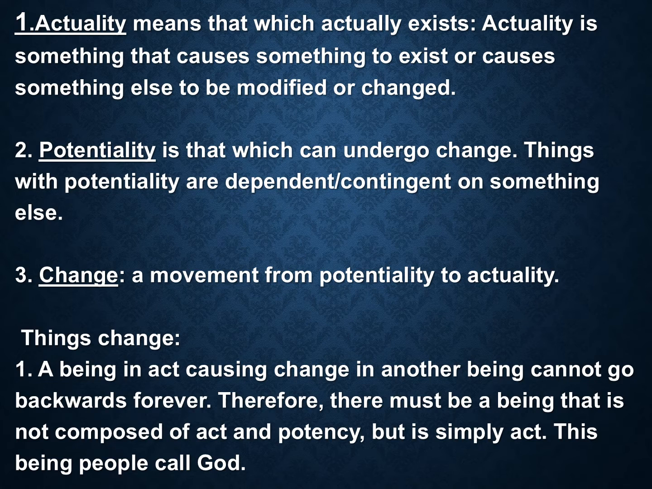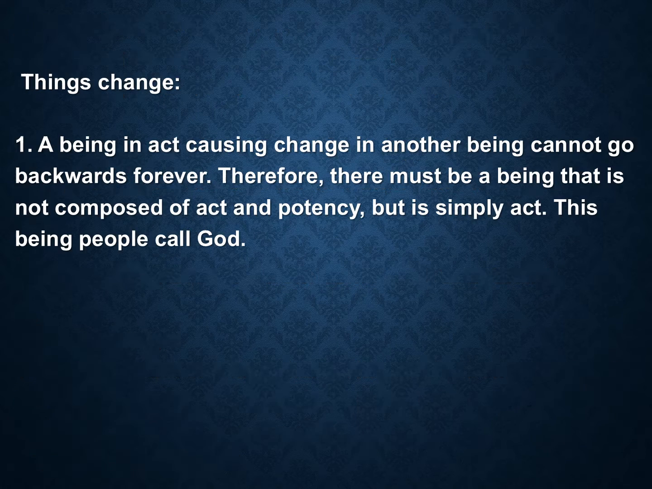Now, there's no doubt that things around us change all the time. There are things we observe that are in a state of potentiality, and they go from potentiality to actuality. So when we say at the bottom here that things change, we're saying a being in act causing change in another being cannot go backwards forever. Therefore, there must be a being that is not composed of act and potency, but is simply act. And this is what we believe is what's called God, the argument for God from the philosophers.